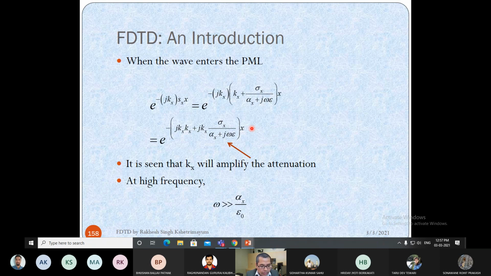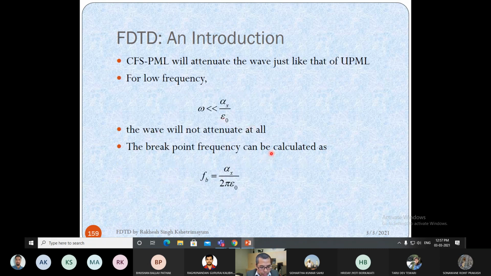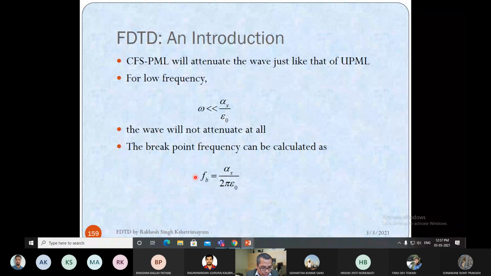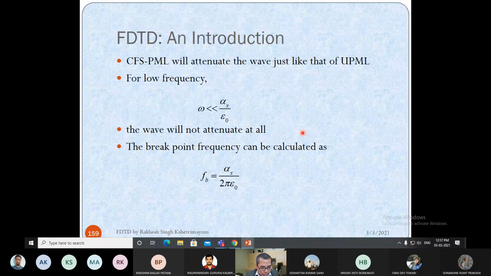So that is the problem. So we define something called a breakpoint frequency between the high frequency and low frequency. Till high frequency is there, your PML layer will behave like uniaxial PML, but when you go to low frequency, your PML layer is not going to attenuate the wave at all. So if you actually enclose the whole solution space with another metallic boundary condition, at low frequency, the wave will propagate through the PML layer without any attenuation. It will hit the boundary, then it will come back. So there will be a lot of reflection, there will be a lot of error at that frequency.